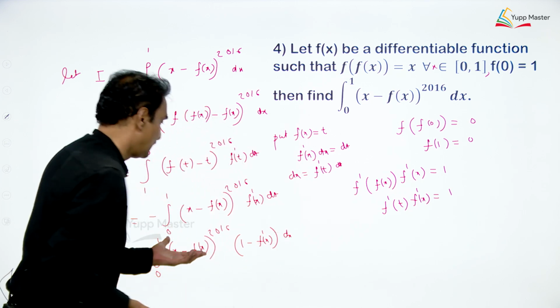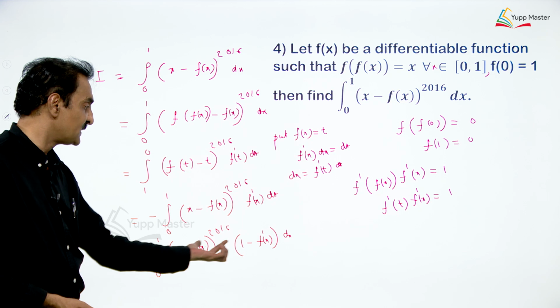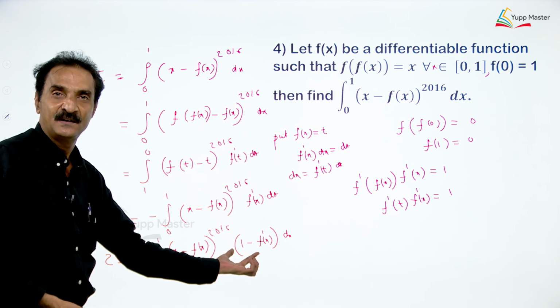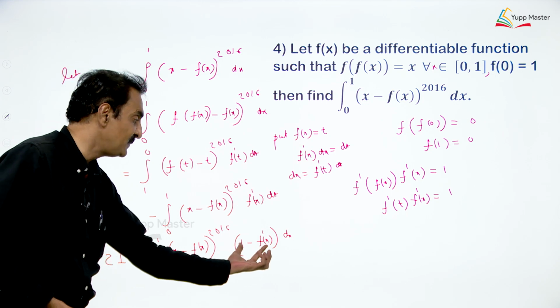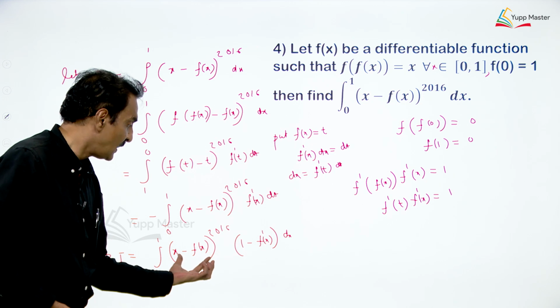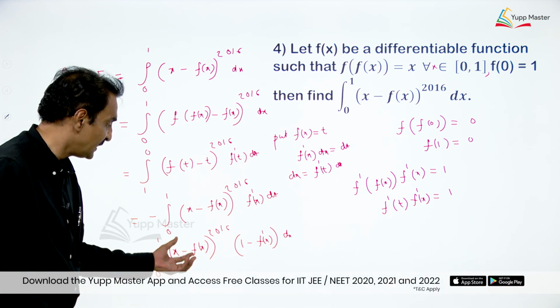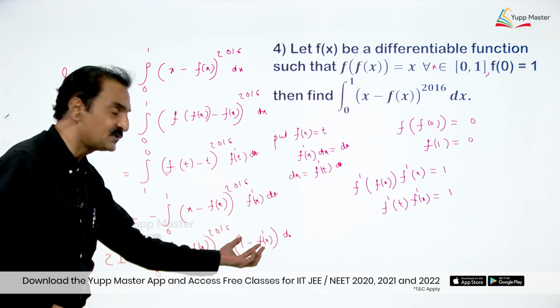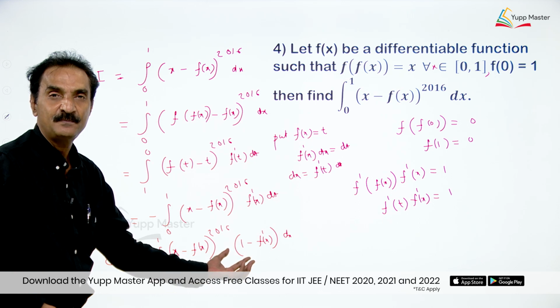Now, very simple, the derivative of x minus f of x is 1 minus f dash x, is it not? So, if you put this as t, this will be dt. Okay? So, what will be the integral of this? It becomes integral t power 2016 dt. What is the integral of t power 2016?